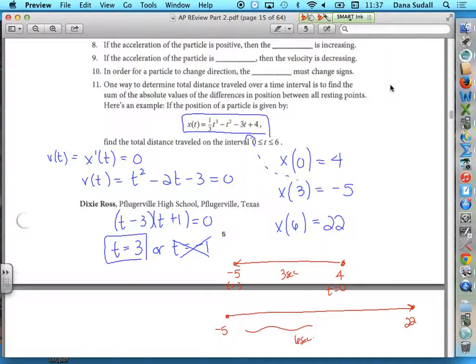So it moved a total distance of 9 units to the left, and then it moved 27 units to the right. So its total distance would be that 9 plus that 27, which is 36. Whatever kind of units these are. So that's the first worksheet.